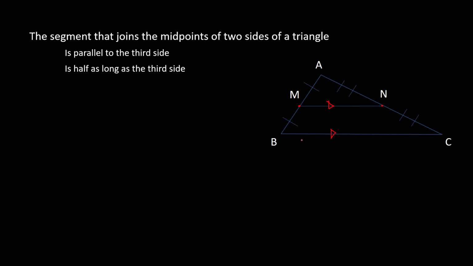So if, for example, segment BC were 8 inches, then MN would be half of that, which would be 4 inches. And that concludes our lesson for today.